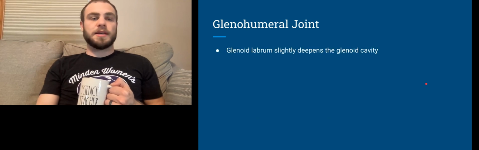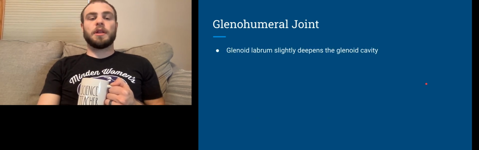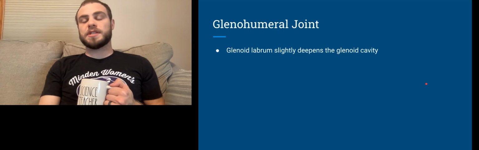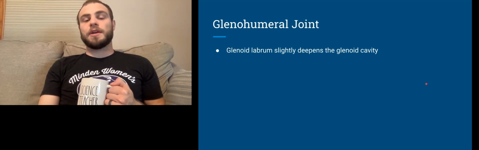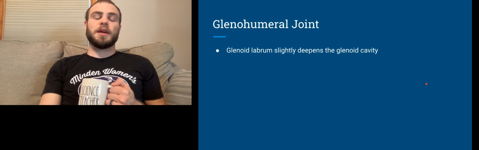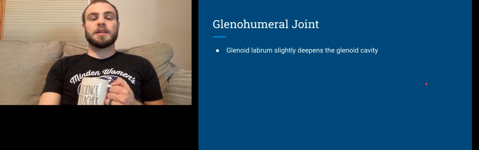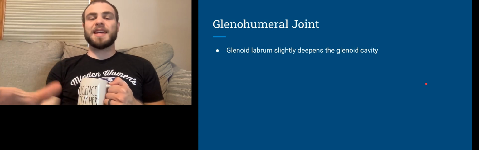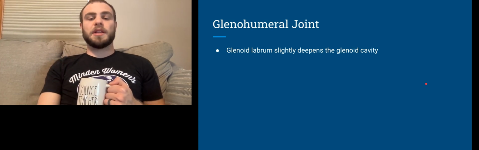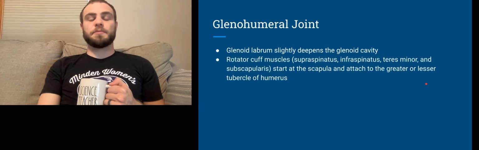Okay, so now looking at a select few joints here, we'll look at the glenohumeral joint first. This is your shoulder joint. You have some cartilage called the glenoid labrum, which is going to be slightly deepening the glenoid cavity. So it's on that glenoid cavity, and it kind of extends beyond the glenoid cavity a little bit to make it a little bit deeper.